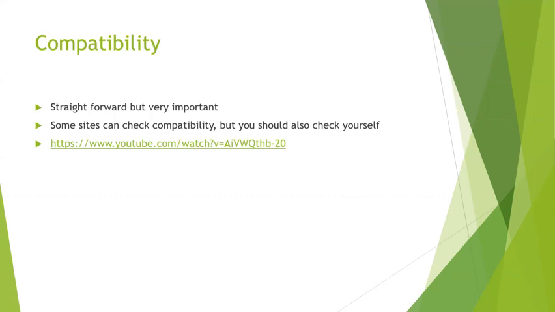Now, some sites can check compatibility, such as PCPartPicker. However, even PCPartPicker itself states that you should check yourself after you're done. However, I would still recommend using a site to check compatibility, as instead of having to check parts constantly after choosing a part, you only have to check it once after you finish choosing all your parts. The way I recommend you go about checking your compatibility manually is to either go through a checklist or a video, in which once you've made sure that something is compatible, then you can check it off and then go to the next one.